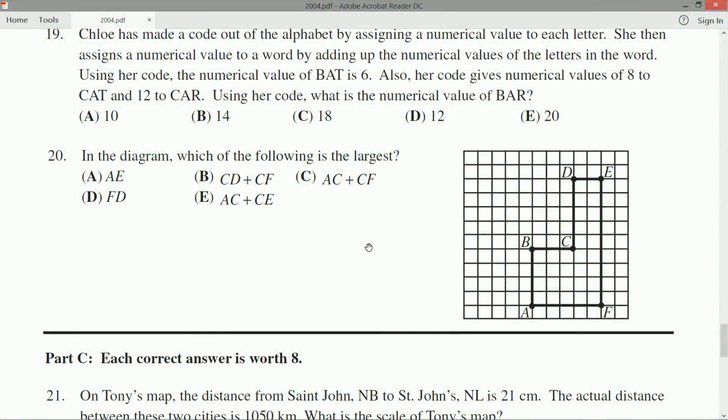We're looking at question number 20 here. It's got quite a big picture. In the diagram, which of the following is largest? And we have some options. We have AE, which is a diagonal going from A all the way up to E. We have CD plus CF, a diagonal plus a length, AC plus CF, FD, that'd be another one, and AC plus CE.